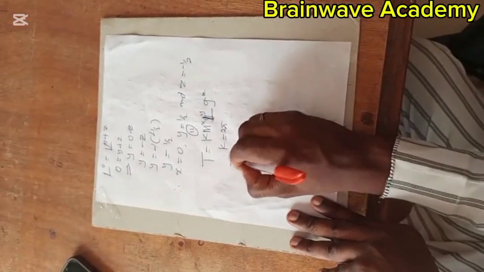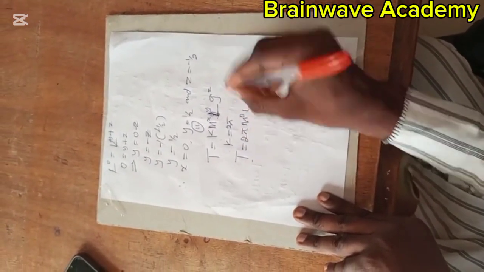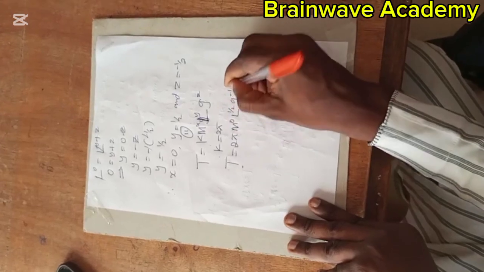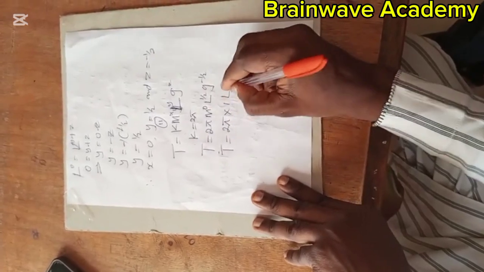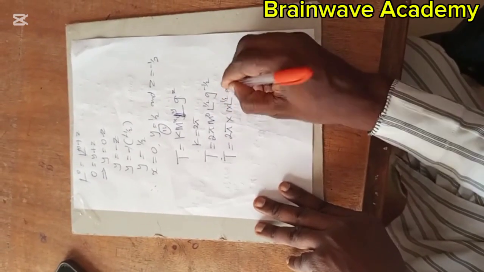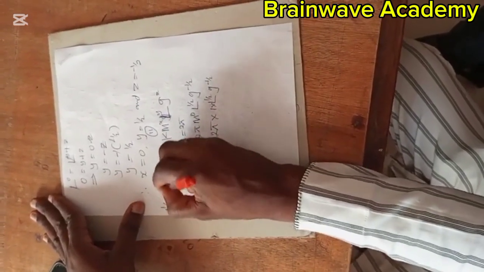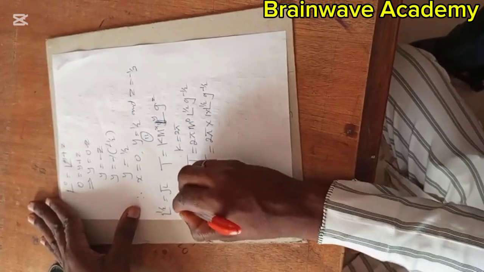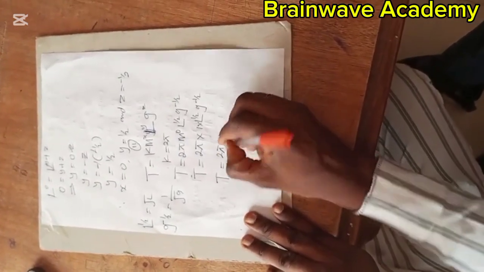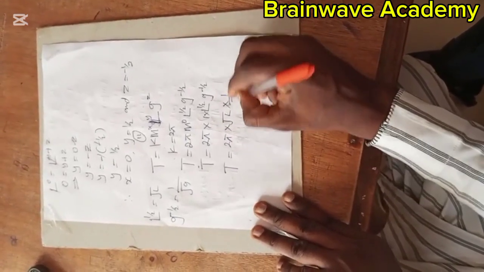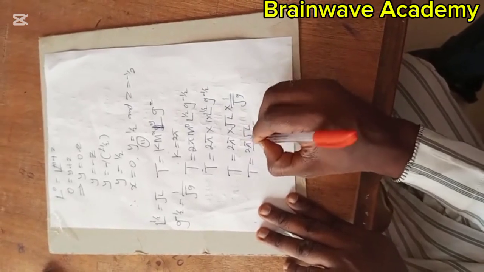So we now have t is equal to the value of k, which is 2 pi, m raised to power 0, y is equal to 1 over 2, then z is equal to minus 1 over 2. We now have t is equal to 2 pi, anything raised to power 0 is 1, times l raised to power half, g raised to power minus 1 over 2. And we know that according to the law of indices, l raised to power 1 over 2 is the same thing as square root of l, while g raised to power minus 1 over 2 is the same thing as 1 over square root of g. So we now have t is equal to 2 pi times square root of l times 1 over square root of g. T is equal to 2 pi root l all over square root of g.